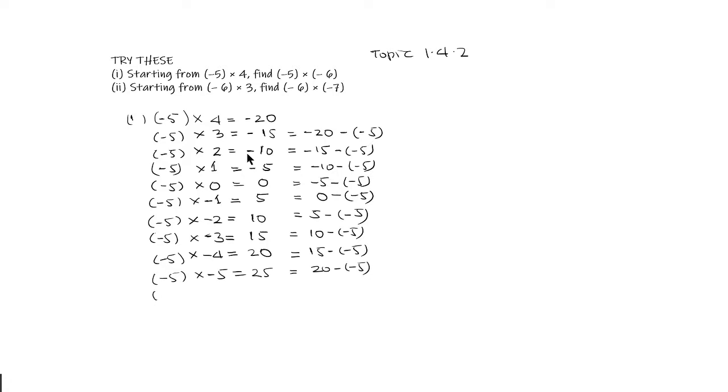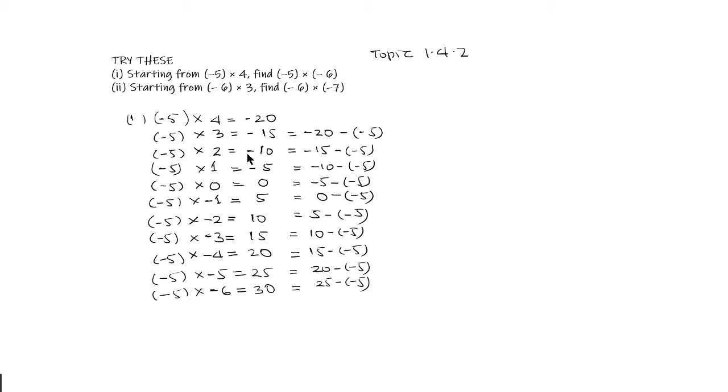Then minus 5 multiplied by minus 6, and I add 5 to this to follow the pattern. I get 30 here, which is 25 minus minus 5. So this way we get minus 5 multiplied by minus 6 equal to 30. So this is to prove that when two negative integers are multiplied, we get a positive integer.